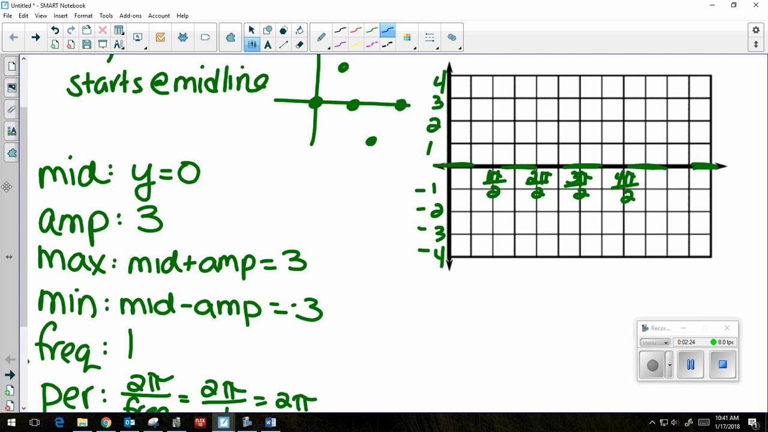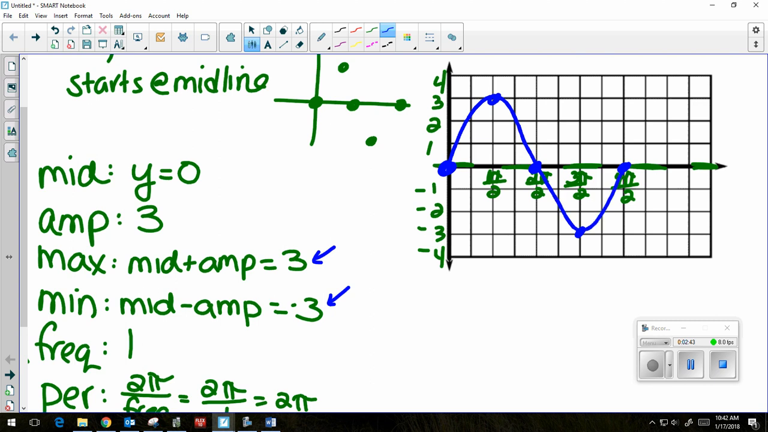So the first critical point is at the midline. The next critical point is at the maximum. Our maximum is 3. Each of your quarter points gets a critical point. The next one's at the midline, then the minimum, and then back to the midline.